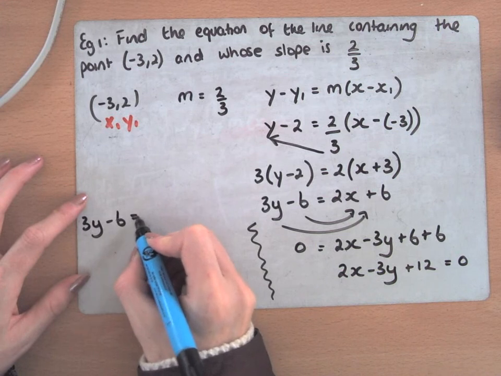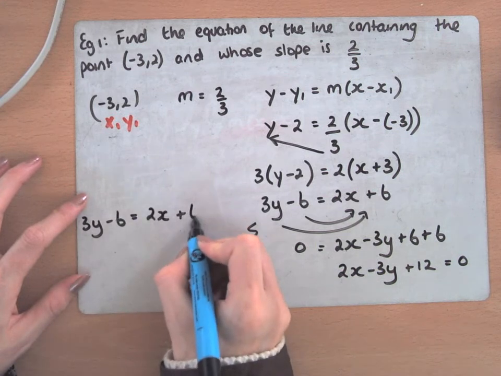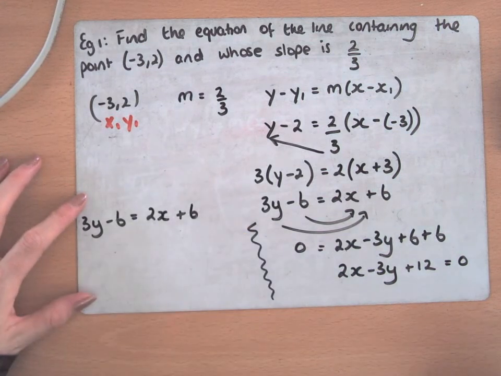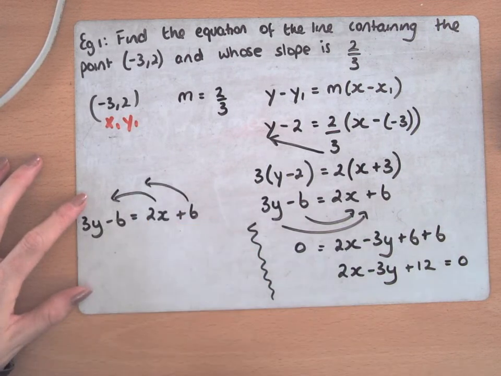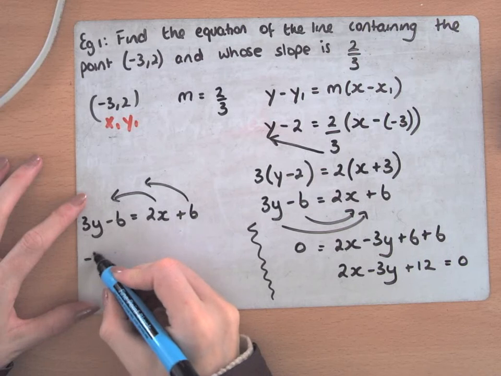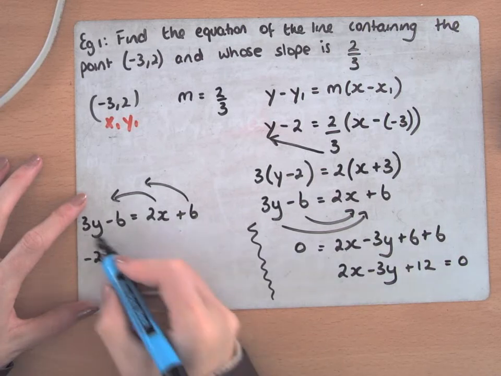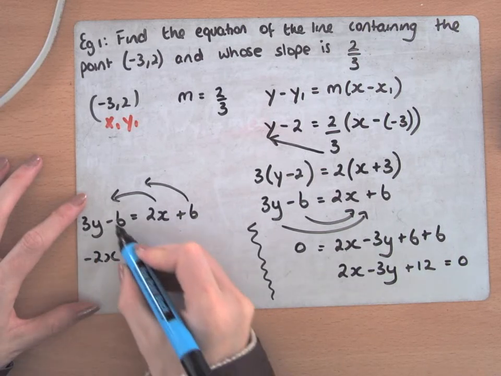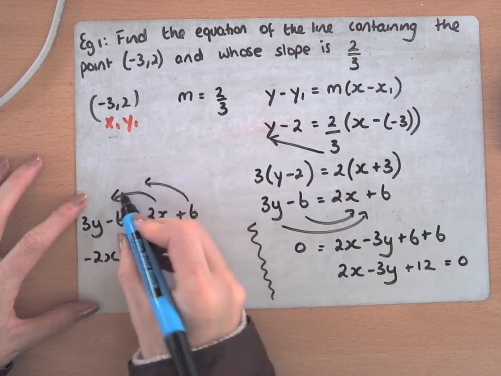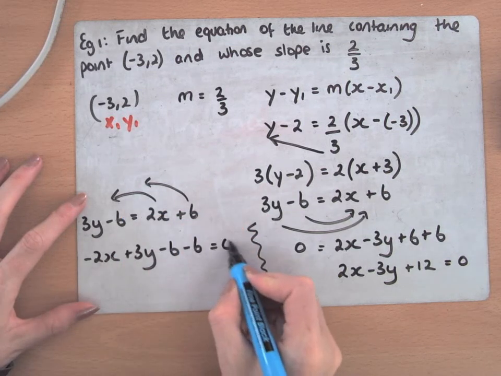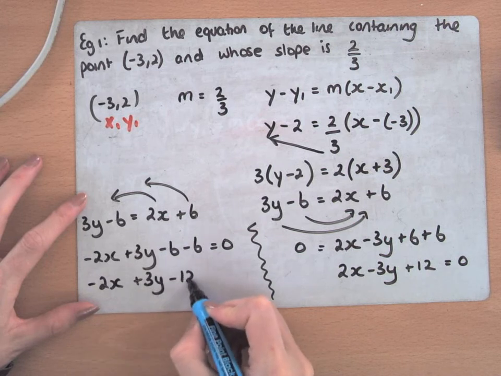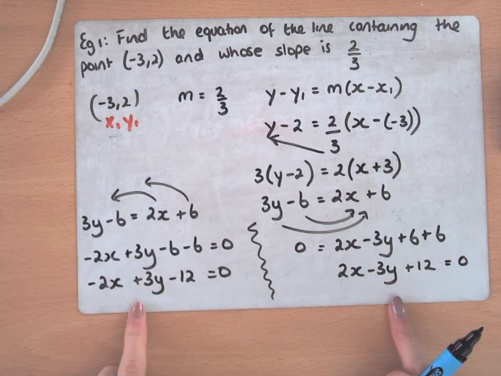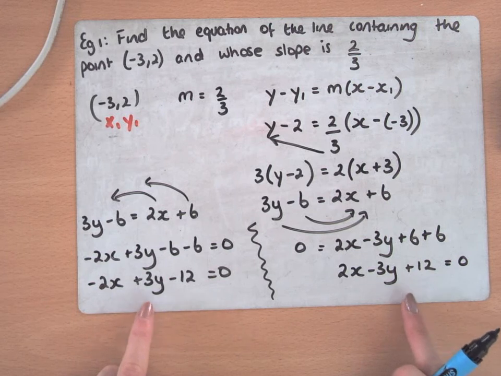You don't need to take this down, but I'm just going to show you. If you wanted, you could have brought these over this side. And you'd have minus 2x plus 3y minus 6, and plus 6 comes over, becomes minus 6, minus 2x plus 3y minus 12 equals 0. What do you notice about these? All the signs are wrong.